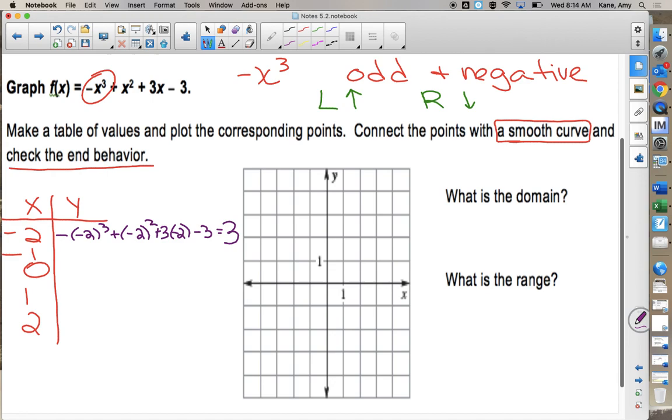Anyone have a value for -1? Josh, what do you have? You said -4, right? And then when you plug in 0, x is 0, x is 0, x is 0. There's just a -3 there. That's the only number that's there. All the x's are 0. That's why it's really good to use 0.